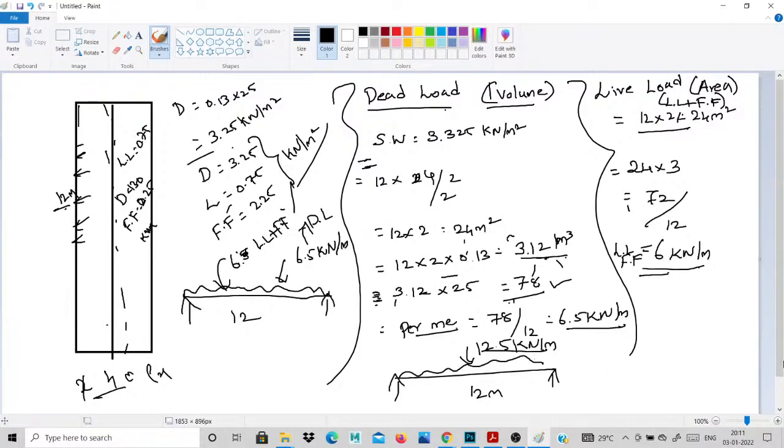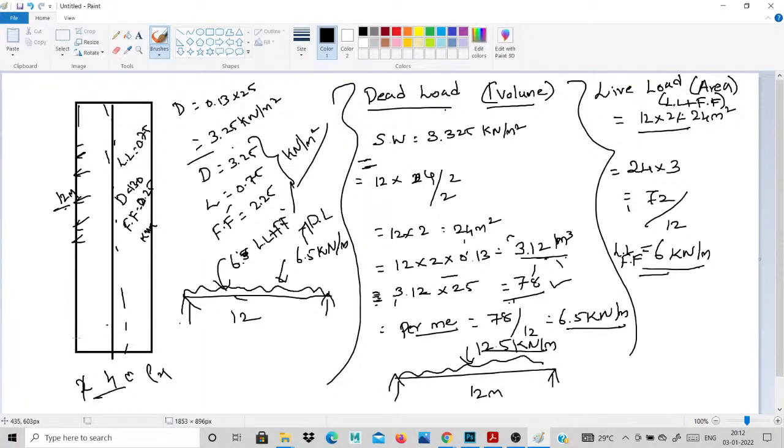Now it's clear how to do the load calculation for your one way slab. First of all, you calculate the dead load, then go for your volume. You calculate the volume, then multiply by unit weight, then divide by 12. It gives the per meter 6.5. Then you calculate the live load converted into area, 24. Then the total load: 2.25 is the floor finish, 0.75 is the live load, total 3. The total load divided by per meter gives 6.